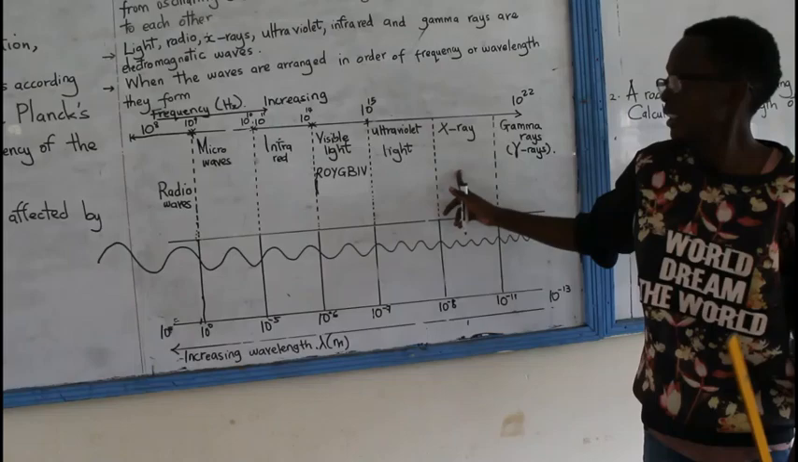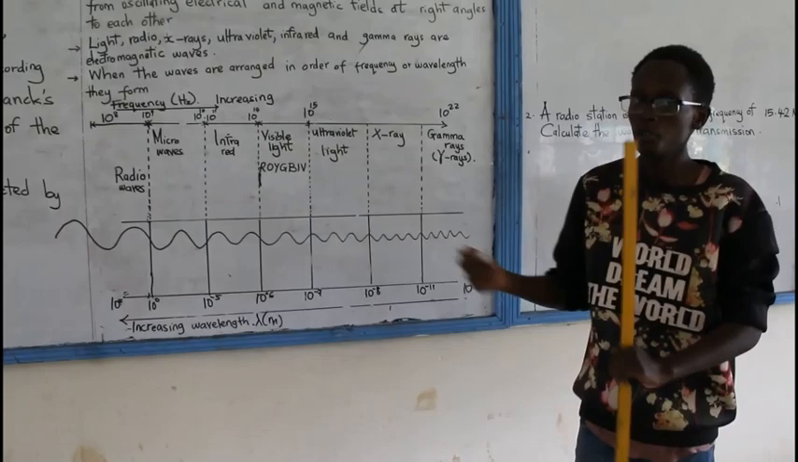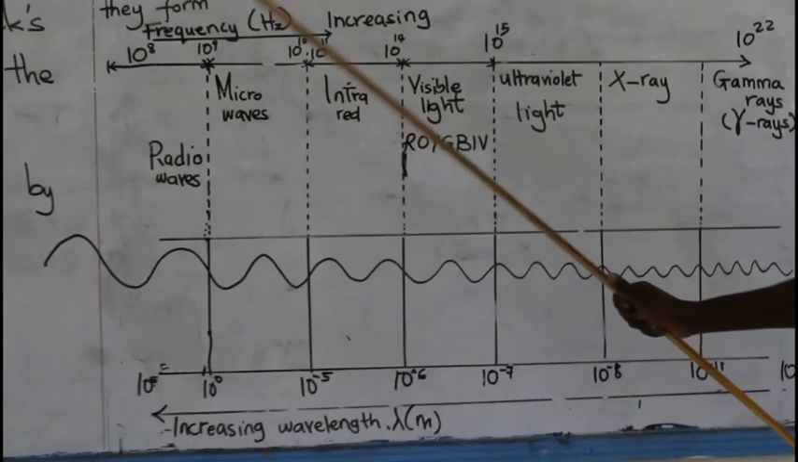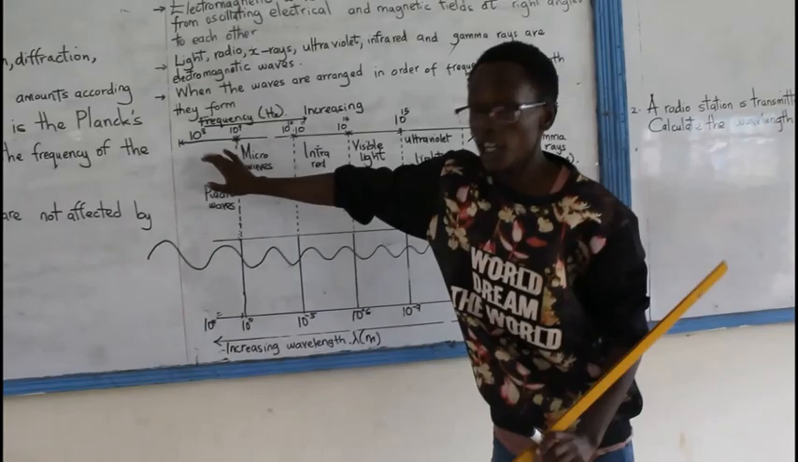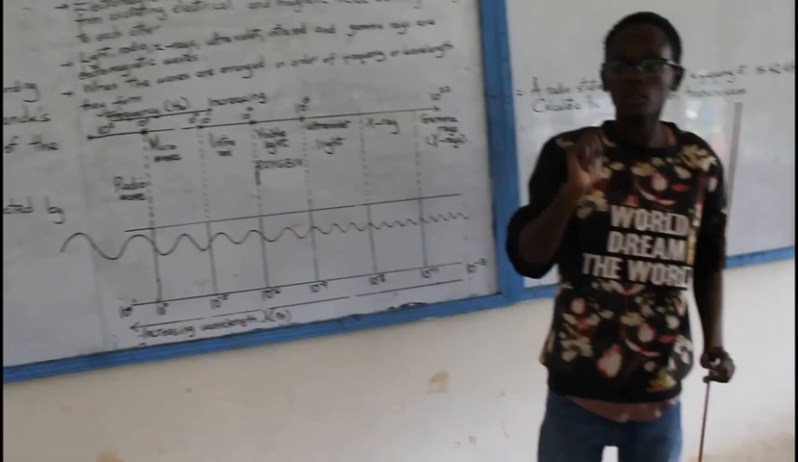If you can just recall "roasted maize is very unusual Xmas gift", you can see that we have radio wave, microwave, infrared, visible light, ultraviolet, X-rays, and gamma rays. So as we move on from radio waves to gamma rays, the frequency increases. An increase in frequency also causes a very, very high increase in energy.